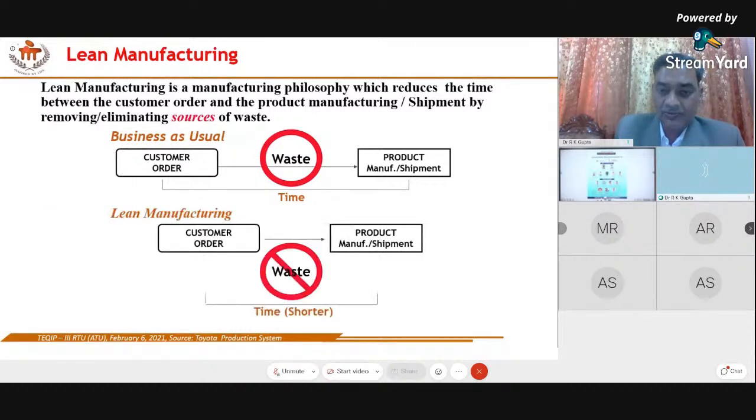If we reduce the waste by using lean manufacturing, from the customer's order to the product manufacturing and shipment, it is a shorter time. It saves time, so frequently we can supply the customers as per their demand, right? That is the difference between traditional and lean manufacturing. Basically it saves time, and saving time reduces cost and increases productivity.